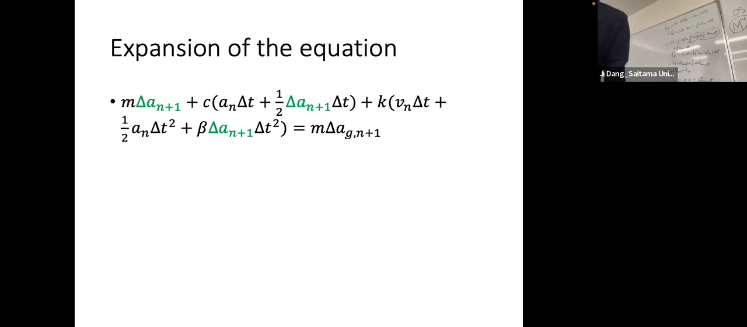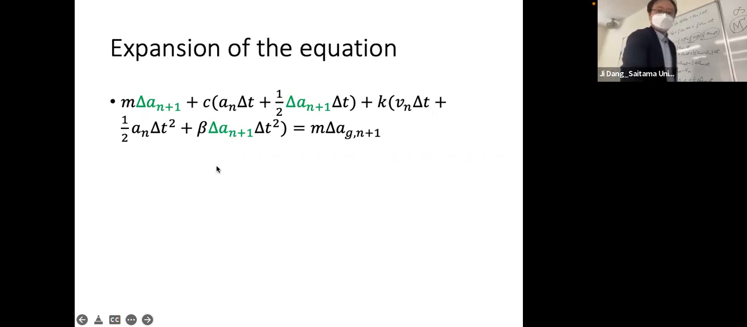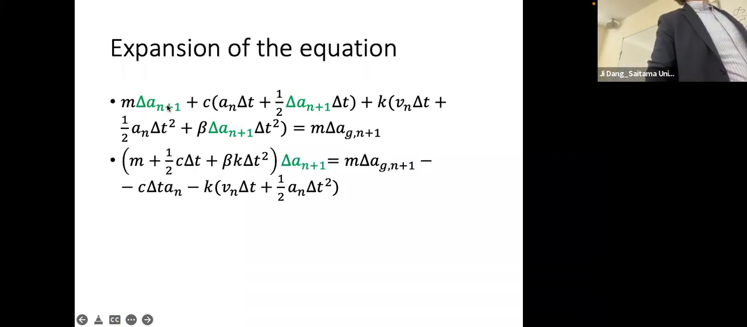So let's do a little bit of expansion about the equation. Okay. So we put delta Vn plus 1 and delta dn plus 1 into the equations of motion in the incremental method, and it can be written like this. This part is delta Vn plus 1, and this part is delta dn plus 1. Right now, only delta an plus 1 is an unknown value. So an, vn, dn were already calculated in the last step. They are already known values. Only this part is unknown.